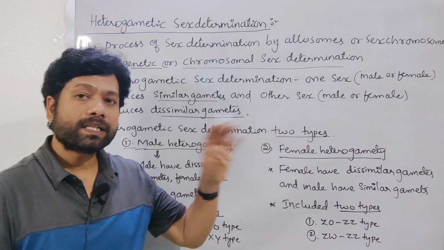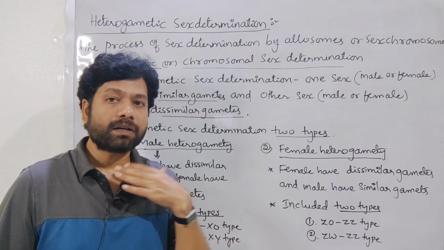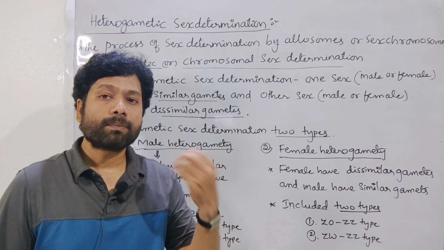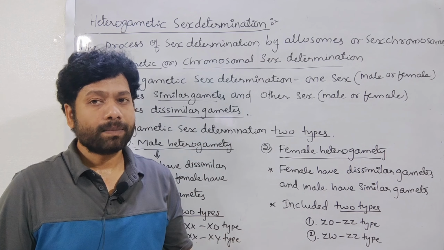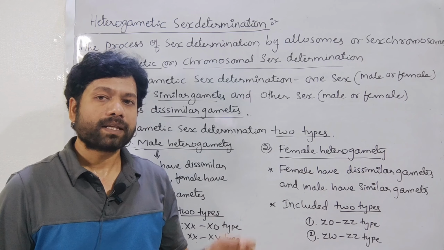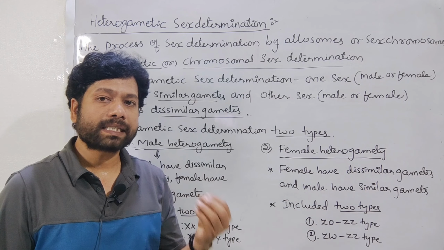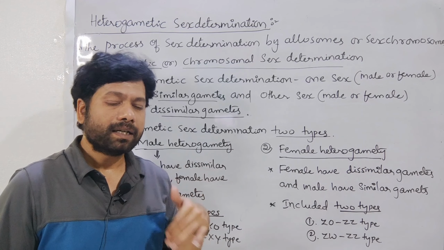Don't fixate on male having the difference. In human beings, male has the dissimilar XY and female has the similar XX, but it is not like that in all organisms. So in the case of human beings, XY and XX: female has the similar, male has the dissimilar.